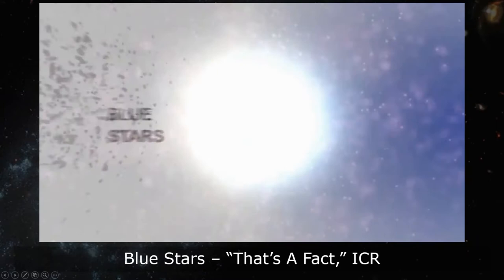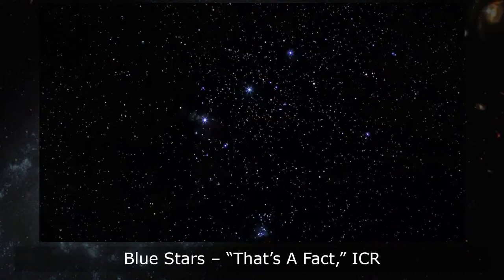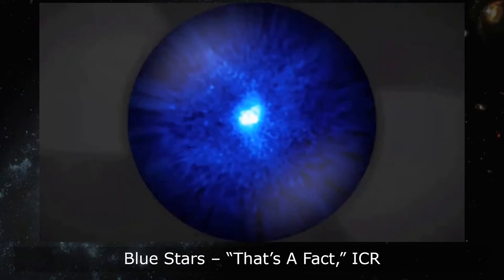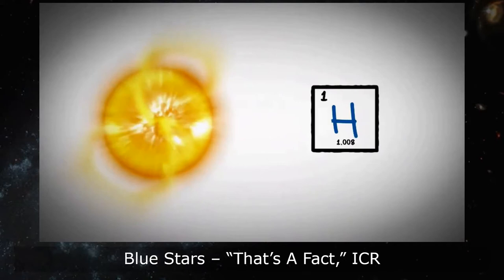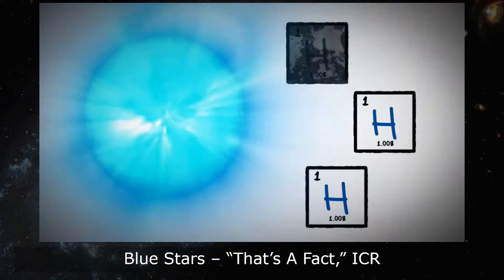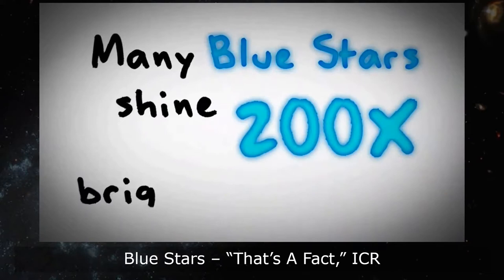The three bright blue stars that make up Orion's belt look pretty small up in the night sky, but actually blue stars are some of the most massive and brightest stars in the whole universe. Stars burn hydrogen for fuel, and blue stars have a lot of hydrogen. Our sun has enough hydrogen to keep burning for around 10 billion years. Blue stars have much more than that, but they won't last as long because they burn through it so much faster. Many blue stars shine 200 times brighter than our sun because they burn their fuel so quickly.